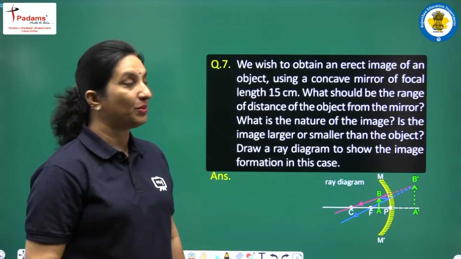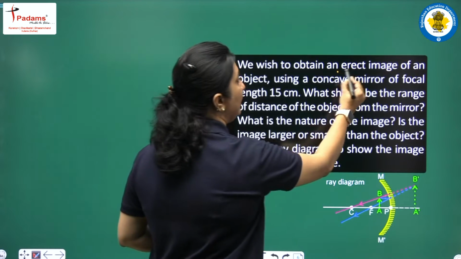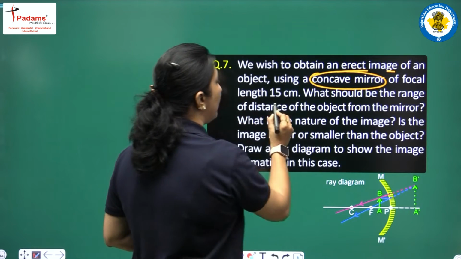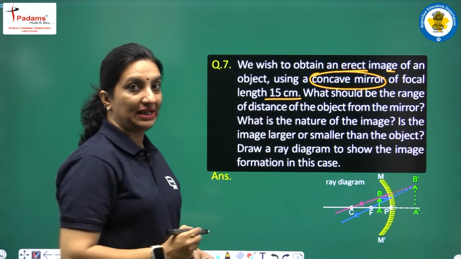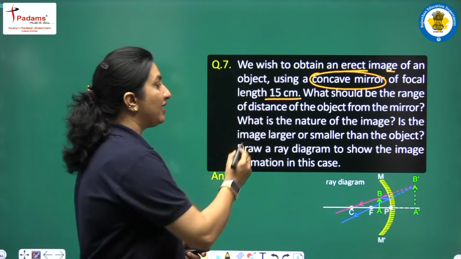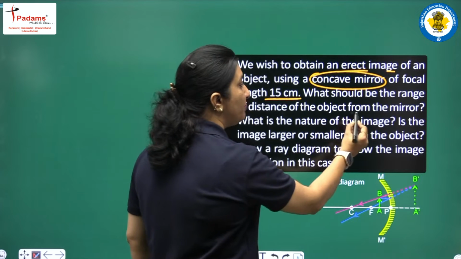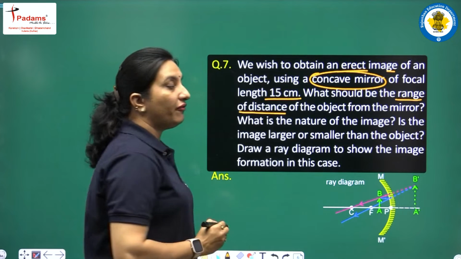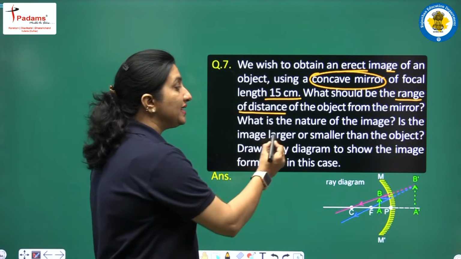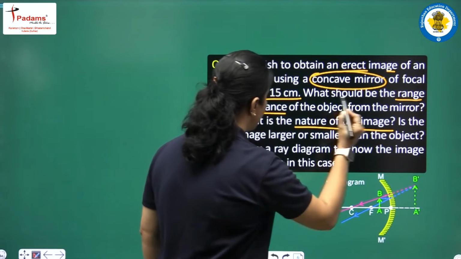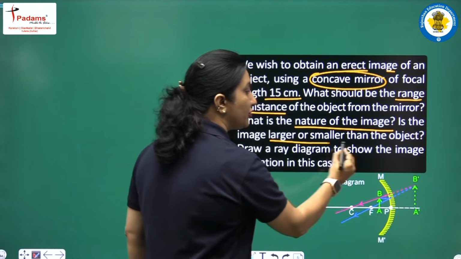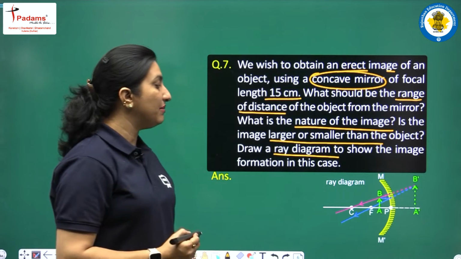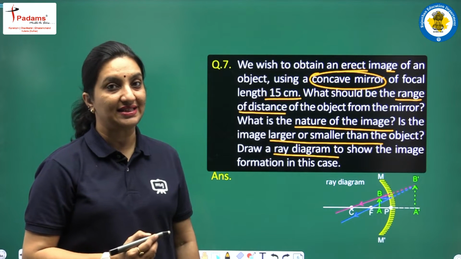Let's deal with the next problem. We wish to obtain an erect image of an object using a concave mirror of focal length 15 centimeters. What should be the range of distance of the object from the mirror? So the first part is range of distance. Then what is the nature of the image? Is the image larger or smaller than the object? And draw a ray diagram to show the image formation in this case.